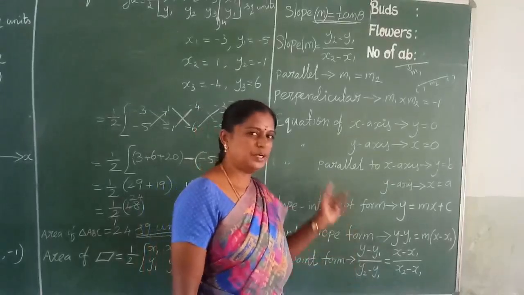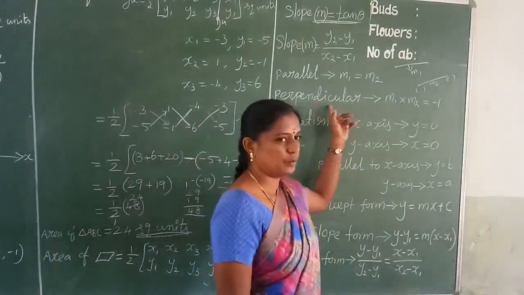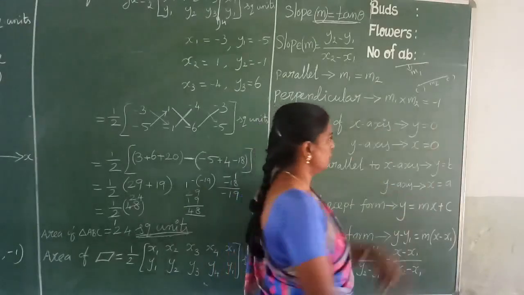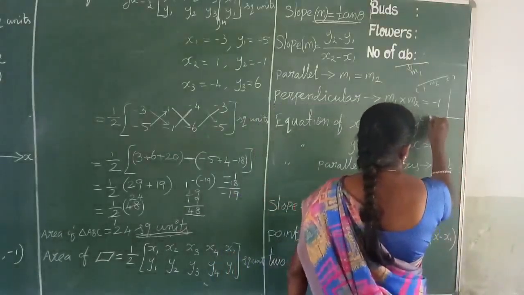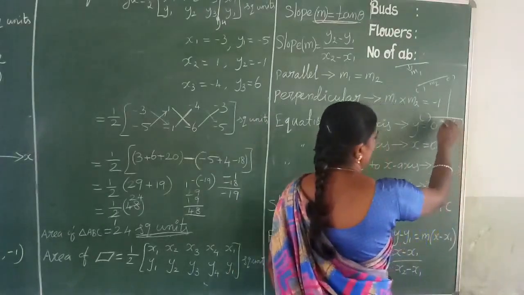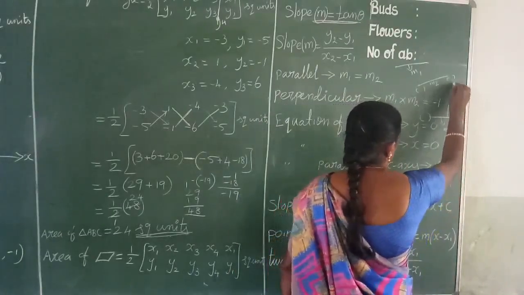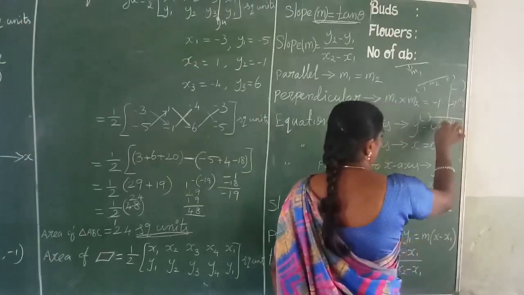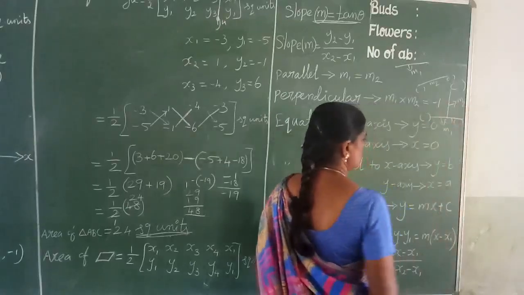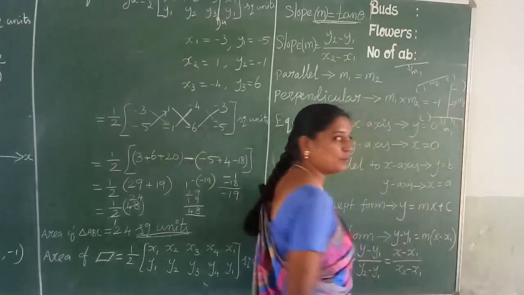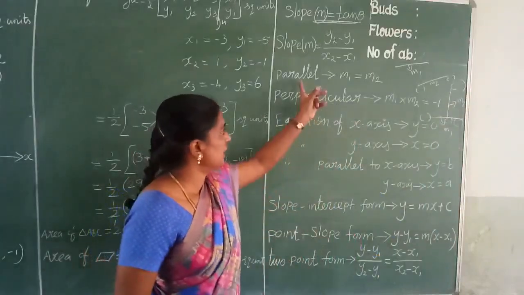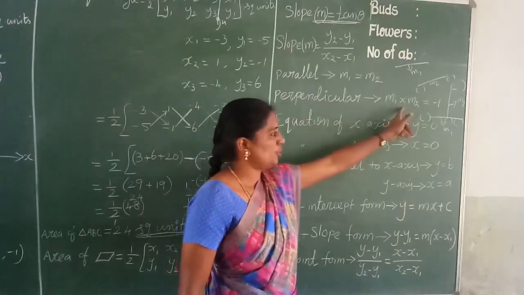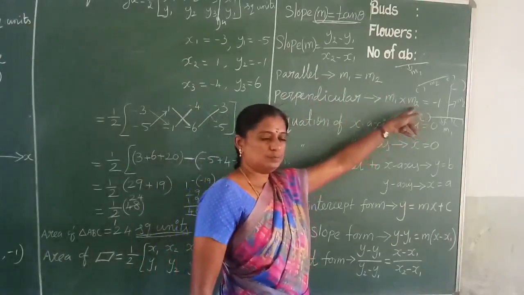Next we see the perpendicular condition. If 2 lines are perpendicular, the condition is m1 into m2 is equal to -1. First you find the slope of these 2 points, that is m1, and the slope of these 2 points, that is m2. If you multiply m1 and m2 and we get -1, then definitely these 2 lines are perpendicular. Parallel condition is m1 equal to m2. Perpendicular condition is m1 into m2 is equal to -1.